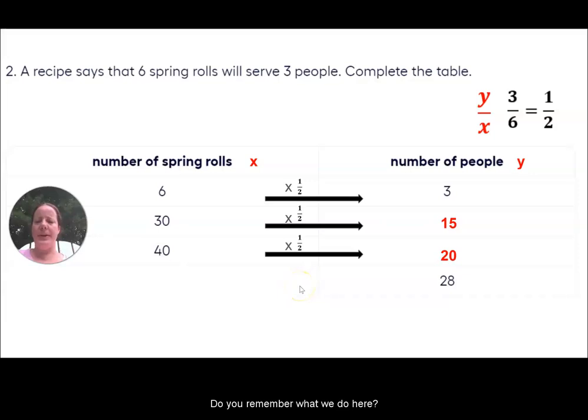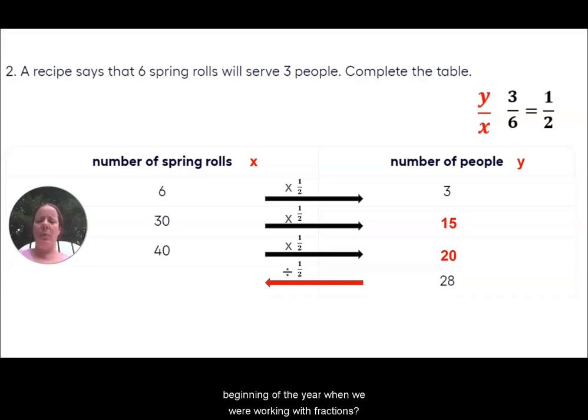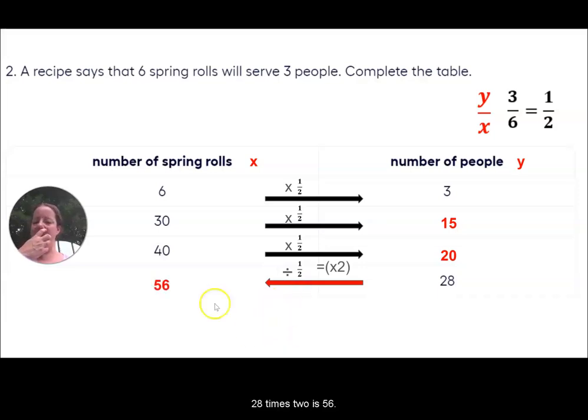Do you remember what we do here? We can't multiply, so we're going to have to do what? We're going to have to divide by 1/2. Well, 28 divided by 1/2, that's weird. That sounds weird. It feels weird, okay? But remember back at the beginning of the year when we were working with fractions? Dividing by 1/2 is the opposite of multiplying by 2. So let's just change it to times 2. That's a lot easier. 28 times 2 is 56. So 56 spring rolls will feed 28 people.